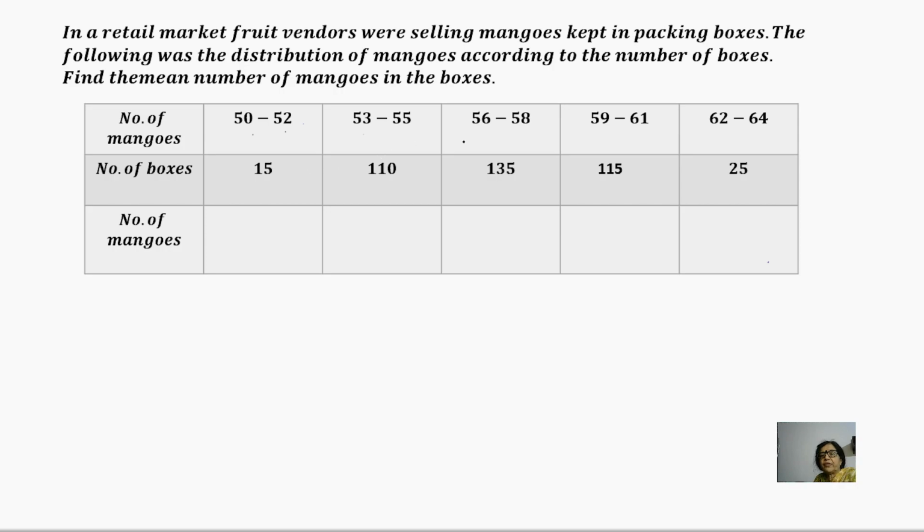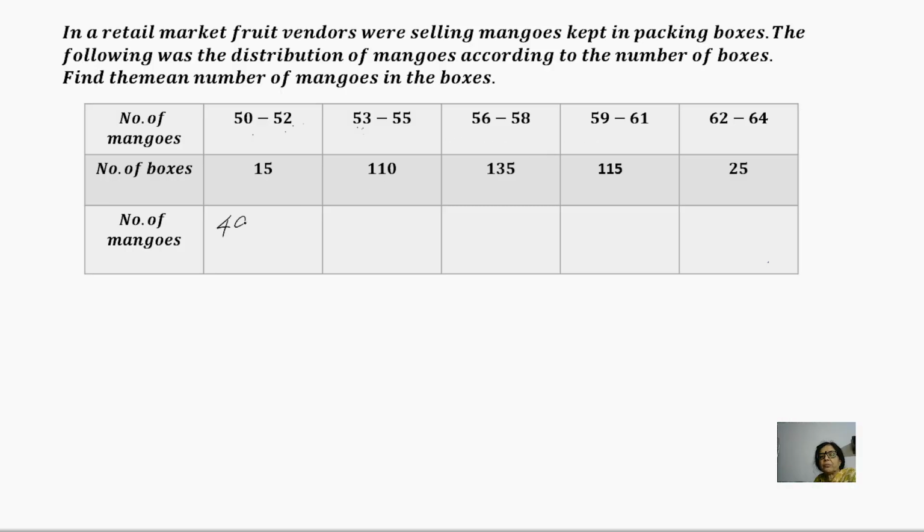So first of all, what we need to do whenever we get data like this is convert it into exclusive format. That means we will reset these class intervals in such a manner that the upper limit over here and the lower limit here becomes the same. In order to do that, supposing I take out the difference between 53 and 52, that is 1. So 1 divided by 2 is 0.5. So next step that I'll take is I'll subtract 0.5 from each of the lower limits of each of these classes and add 0.5 to each of the upper limits of these classes.